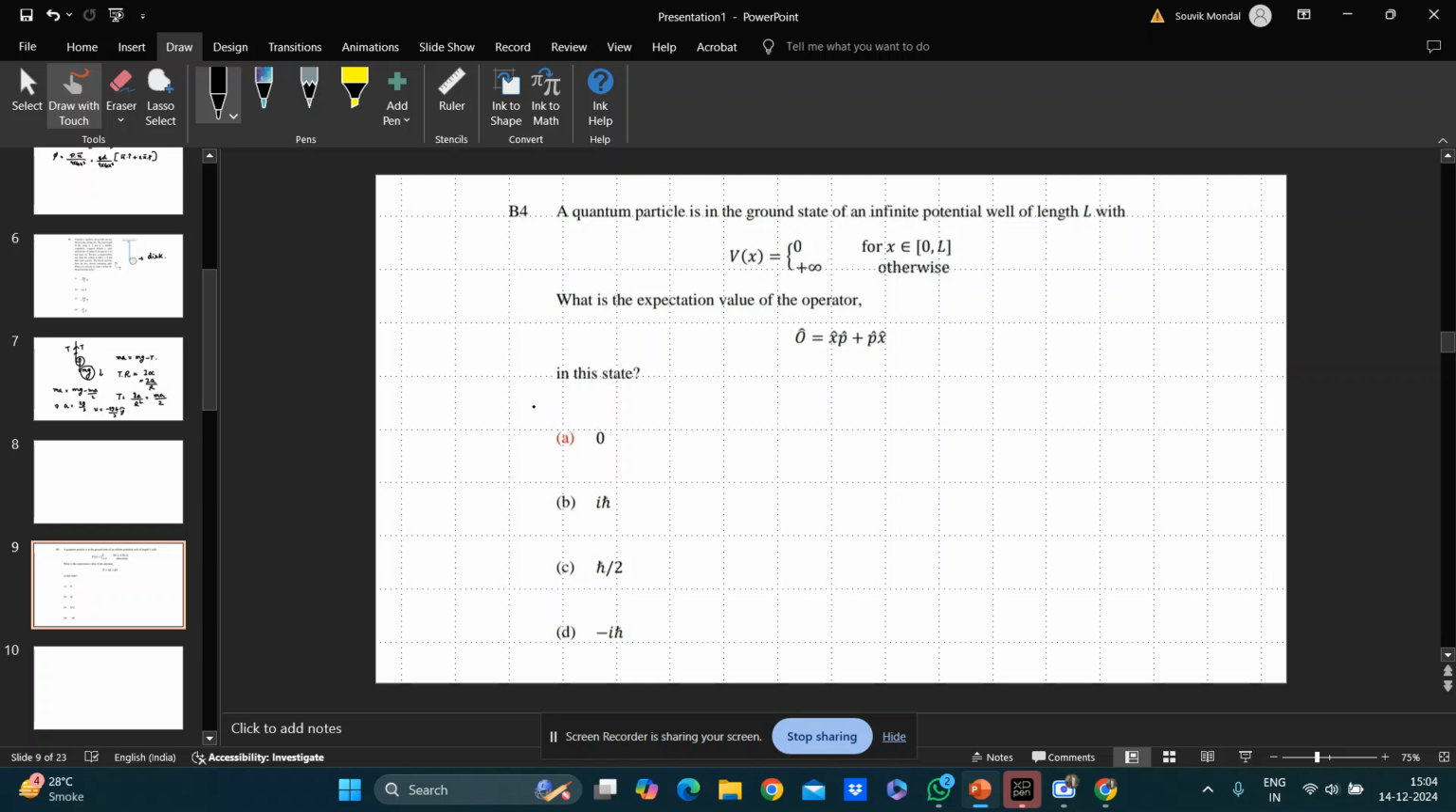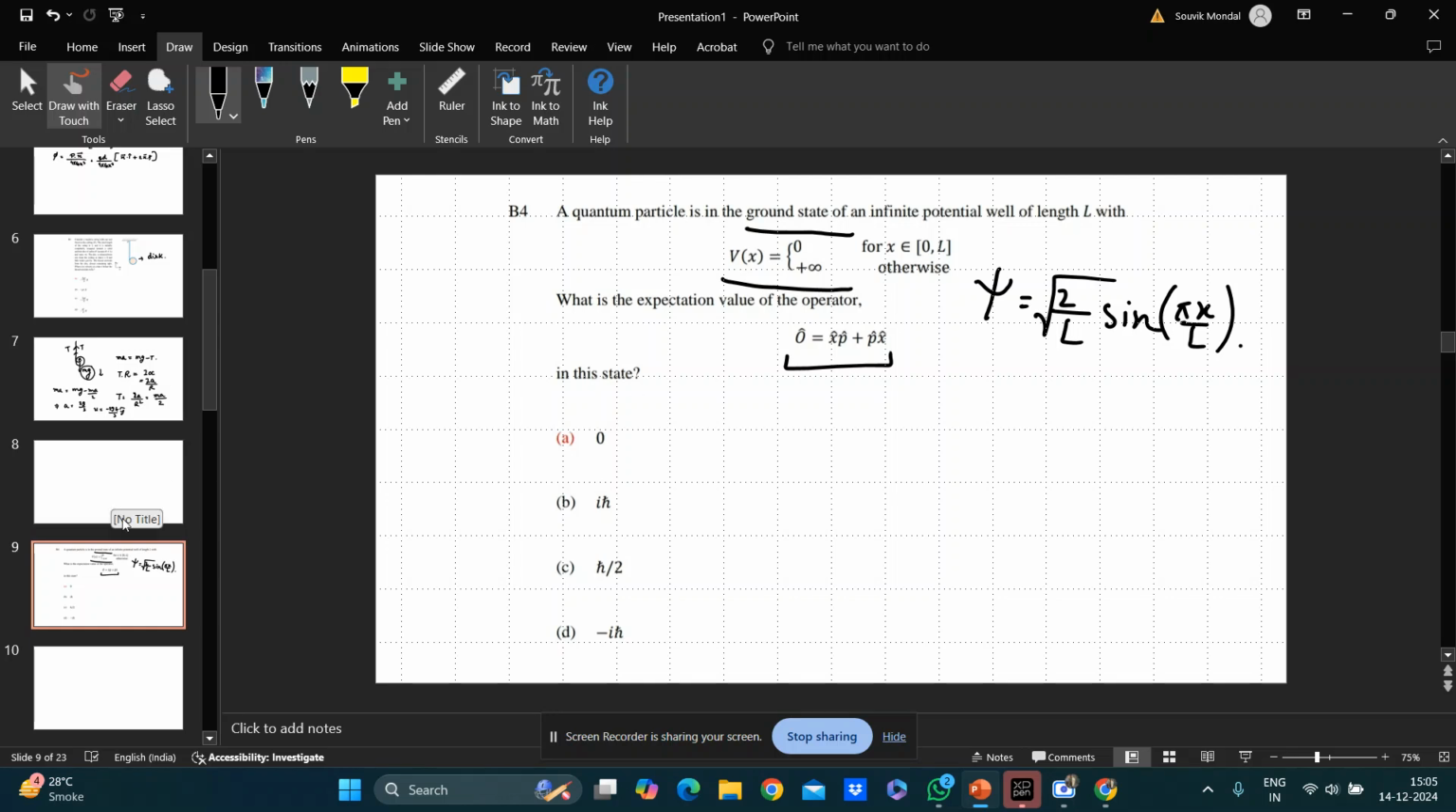Now let's look at the fourth problem. Fourth problem is not a very tough problem, but you should apply a little bit of trick, because otherwise you have to do a lot of calculation and you will be lost. Okay. So this is the problem: a quantum particle in this kind of potential. You know the wave function for this, and it is in the ground state. Okay. Now what is the expectation value of this operator?